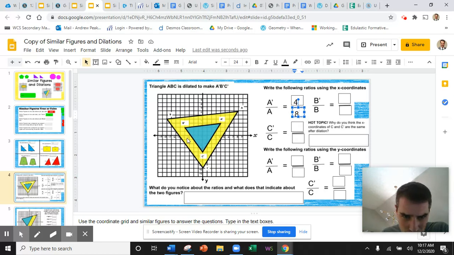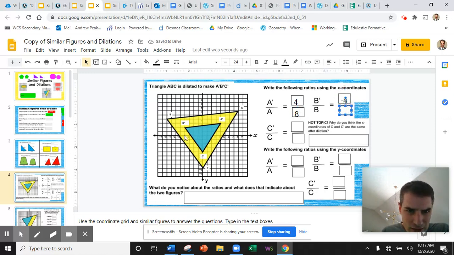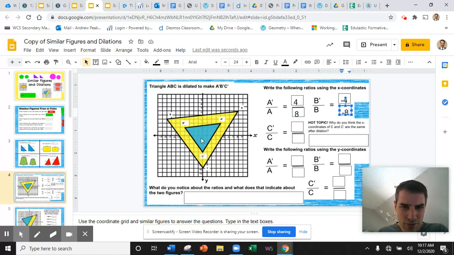B prime looks like it'd go to -4 for B prime. Type in -4 for B. I'd say looks like -8. All right, so we're good. That's also going to be another 1/2. And then C prime, the x coordinate, looks like it's right on the y-axis. So I'd say 0 for C prime, and then also say 0 for C. So you see, that's kind of what you're going through. You'll do the same thing with the y coordinates for each of those, and then you'll write down what you notice with the ratios, and what does that indicate.